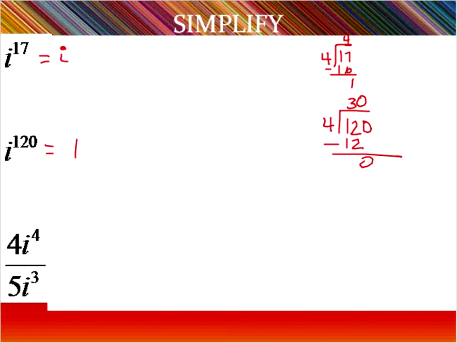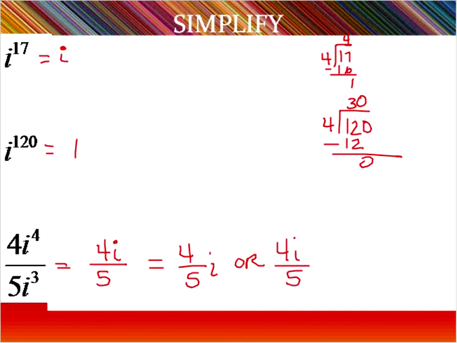And last but not least, let's do this last problem here. 4i to the 4th divided by 5i to the 3rd. Well, we can't simplify the 4 and the 5, so they stay as is. i to the 4th divided by i to the 3rd, it's just like with variables. You subtract your exponents, and you get i. So our answer is 4/5 i, or 4i over 5. And that ends the session.